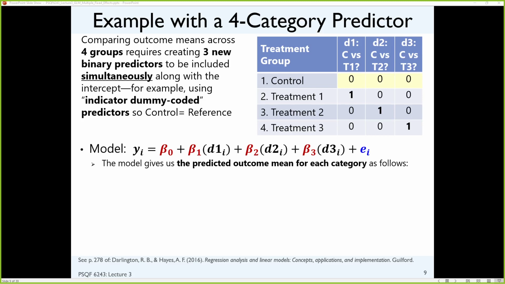And why do I need to do this in the first place? What would happen if I took this original treatment group variable and I put it into the model as is? So this first column right here, this variable, if I put that into the model as a predictor, what would happen?